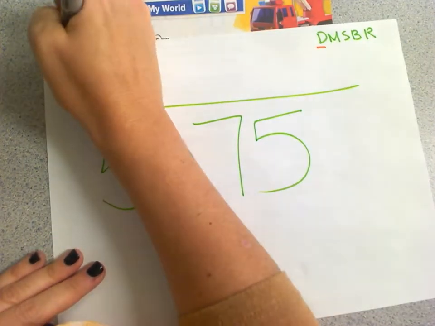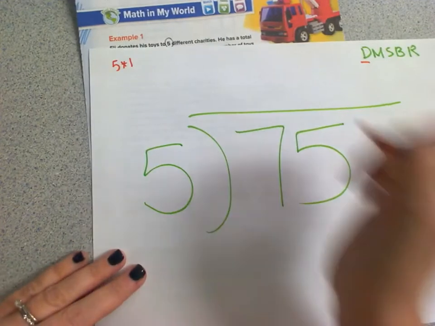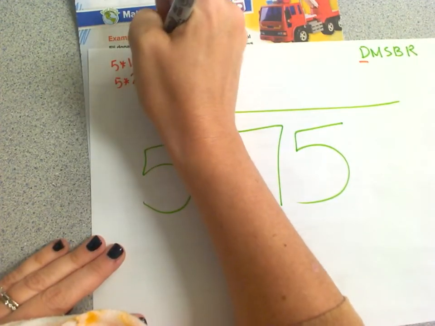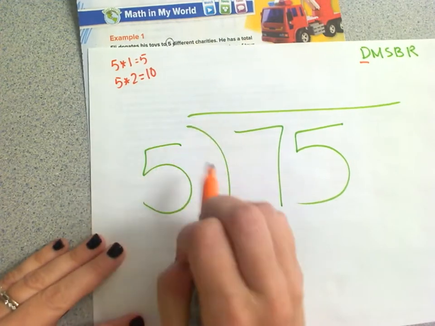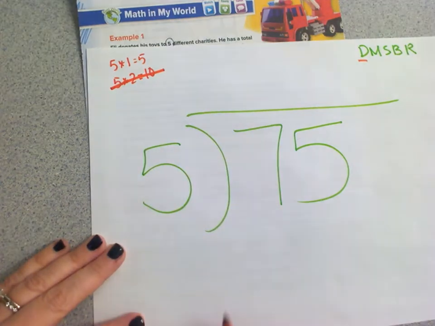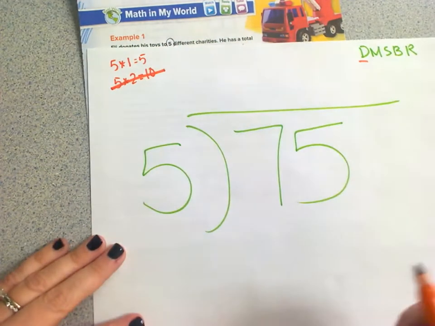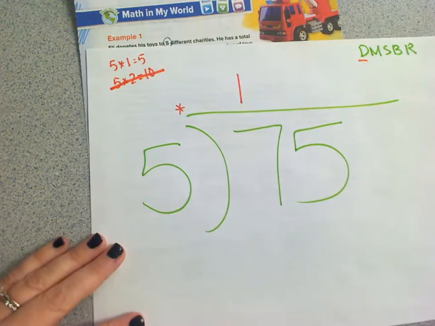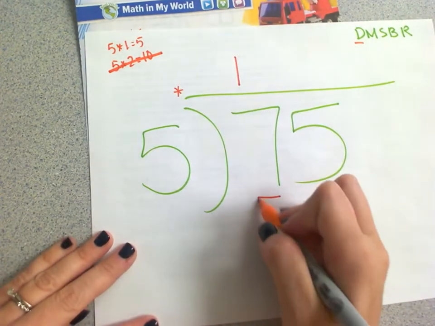How many times can 5 go into 7? Well, let's think about our multiplication facts up here. 5 times 1 equals 5. 5 times 2 equals 10. Okay, so we can't go over. We can't put more than 7. So 5 times 2 is way too much. So we have to stick with 5 times 1. So 5 times 1 equals 5.